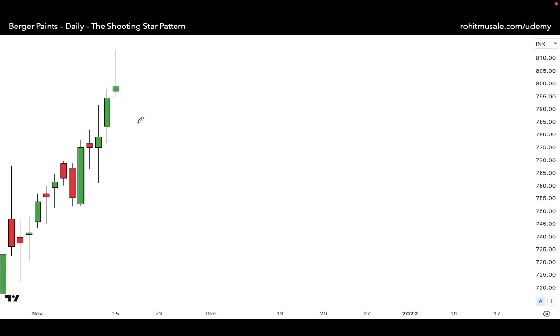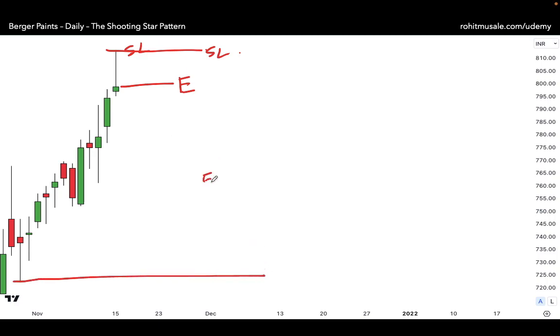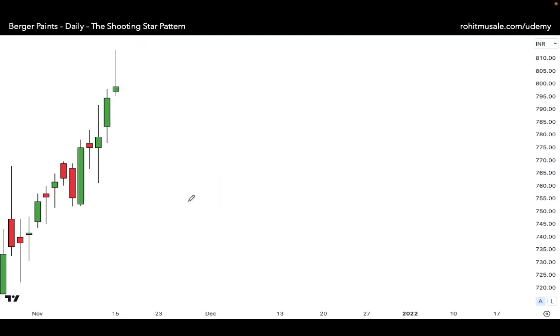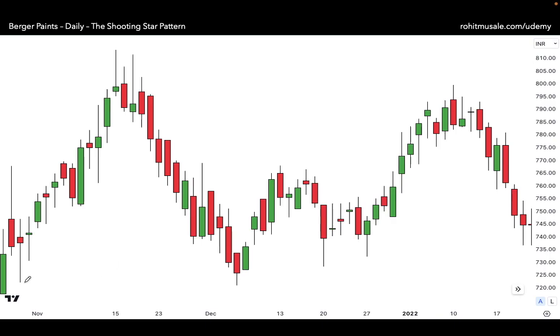Very, very powerful pattern. The high of the shooting star becomes resistance. If you were to take a trade on this chart, that would be your entry point. That would be your stop loss. You would take a short position and you would aim for this level maybe. That's a nice 4:1 or 5:1 reward to risk ratio trade. And look what happens. That target is achieved.